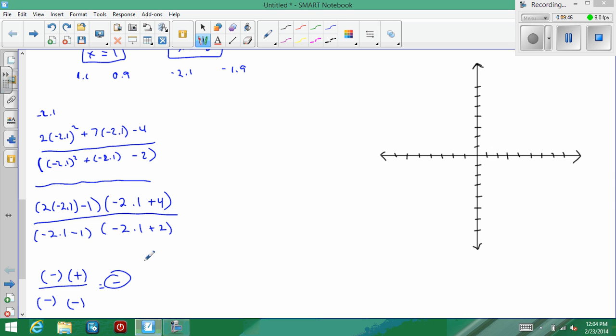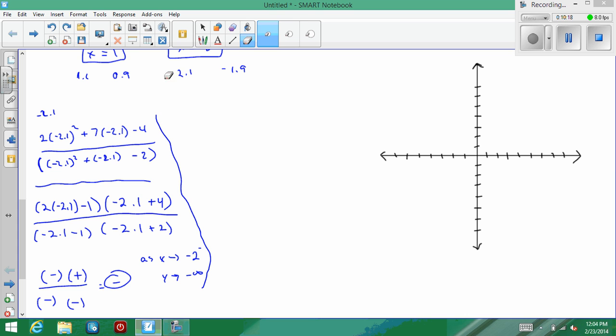So I would write as x approaches negative 2. Okay, negative 2.1 is on the left-hand side of negative 2, so I'm going to put a negative up here. So as x approaches negative 2 from the left, y is approaching negative infinity. Okay? So I'm going to do that kind of a test for each of these points. I know it's a lot of work.